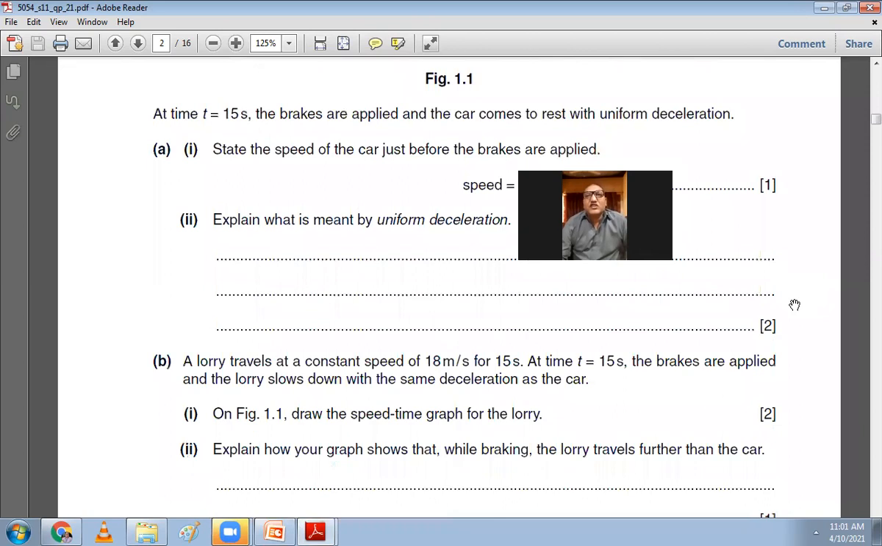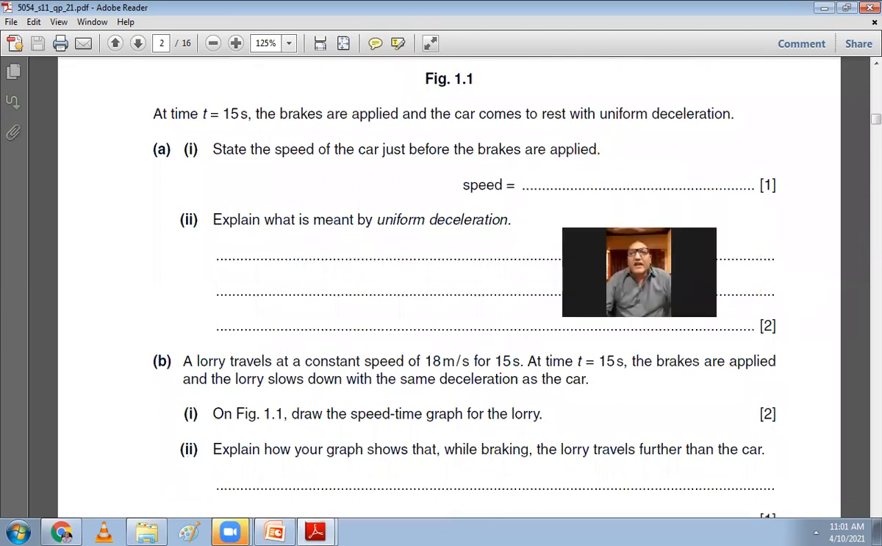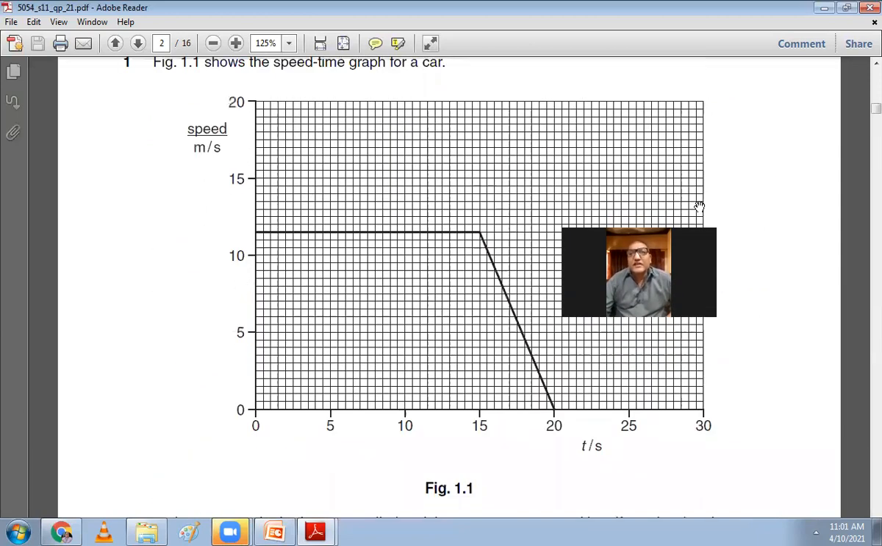The first question is on your screen, and it says, at the time t equals 15 seconds, the brakes are applied and the car comes to rest with uniform deceleration. State the speed of the car just before the brakes are applied. Here you can see at 15 seconds, the brakes are applied and then the speed started decreasing, the body started decelerating. So let's check what the speed is here.